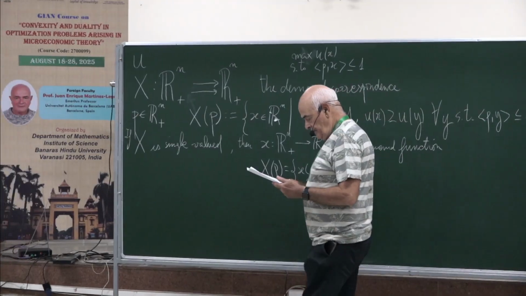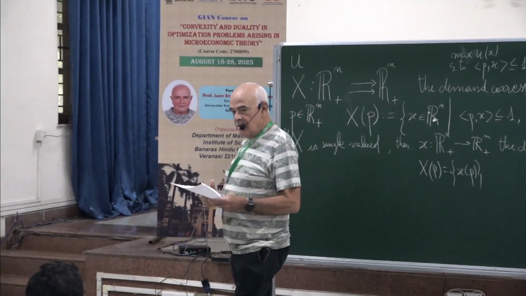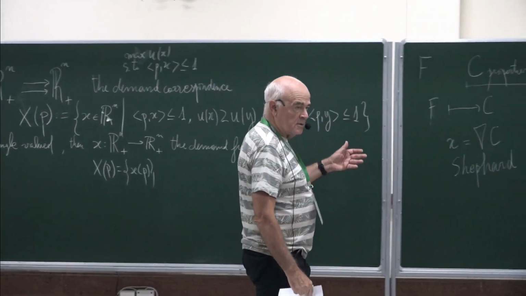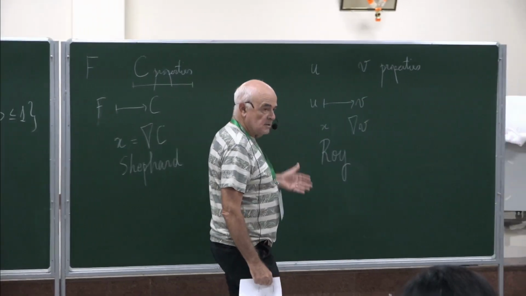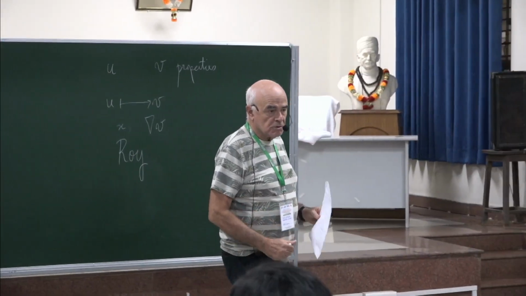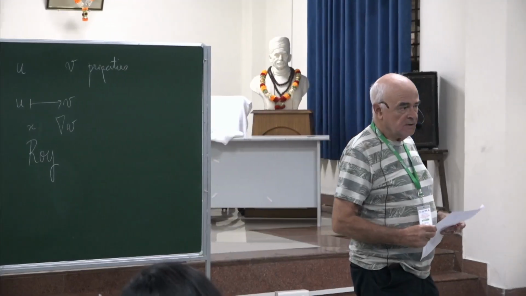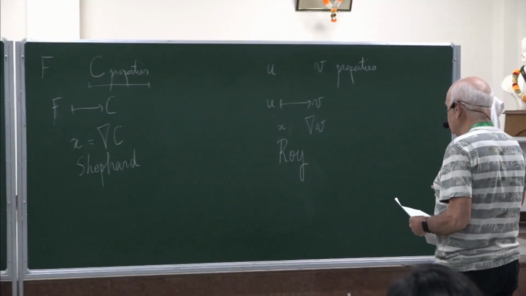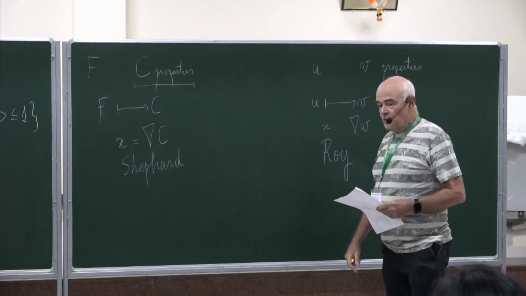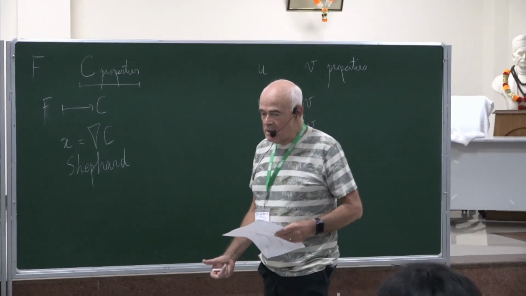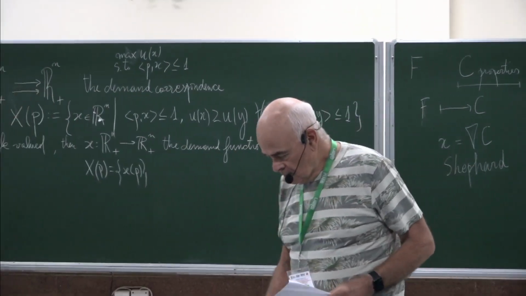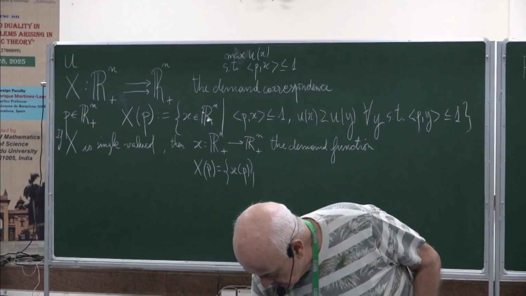Well, now, let us see what I mentioned, that under some assumptions, this demand can be obtained by just taking the derivative of V, the indirect utility function. Let us see Roy's identity. This one.